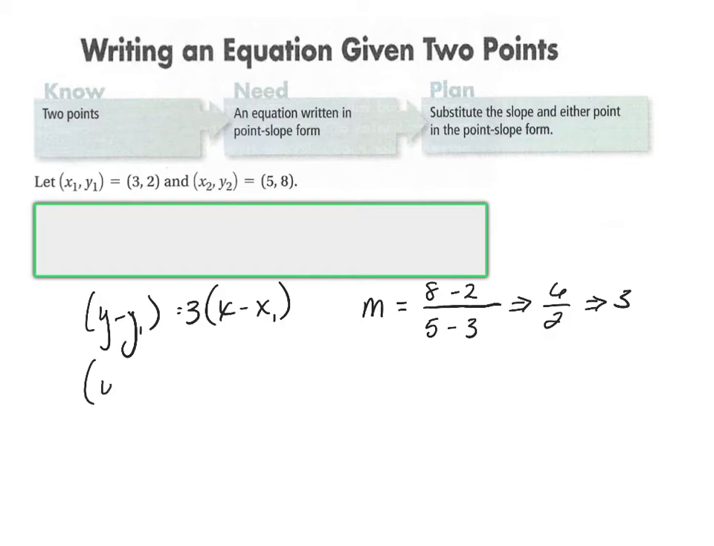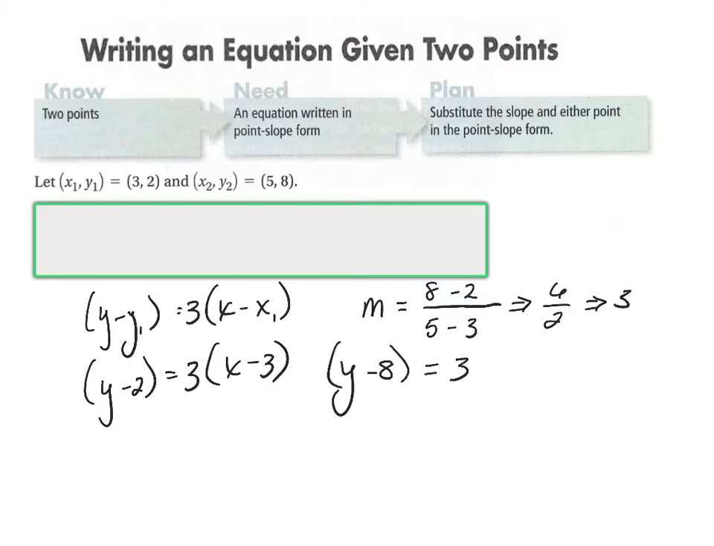So we could do y minus 2 and x minus 3, or we could have done y minus 8 and x minus 5.